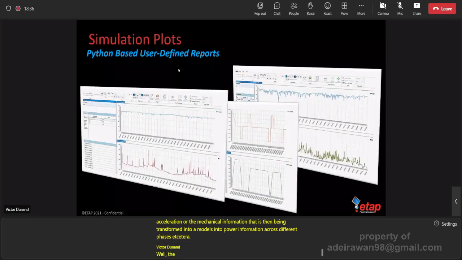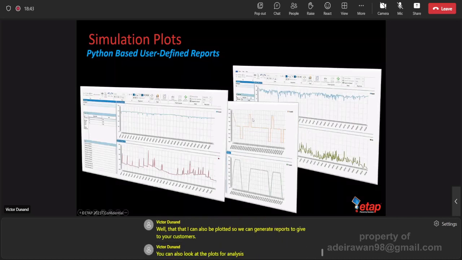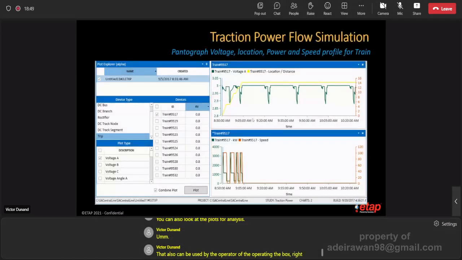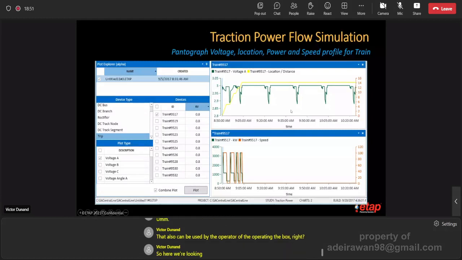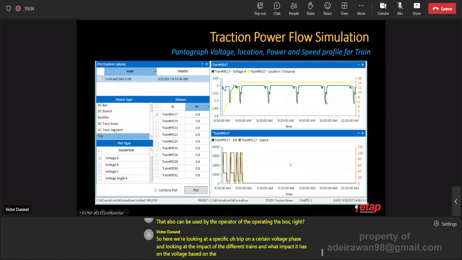All the data can also be plotted, so we can generate reports to give to your customers. You can also look at the plots for analysis. And that also can be used by the operator as they're operating the networks. So here we're looking at a specific trip on a certain voltage phase and looking at the impact of the different trains and what impact it has on the voltage based on the location and distance from the feeder.